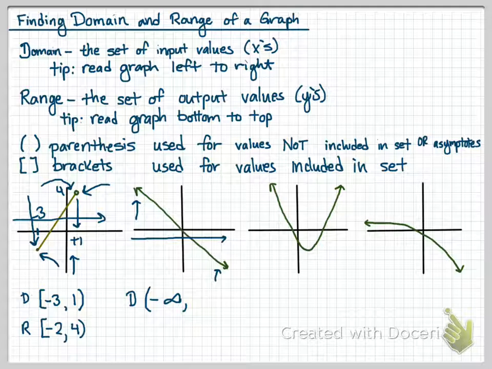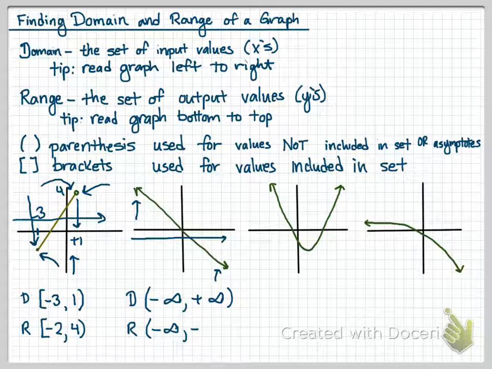And as you read it from left to right, well, it's got an arrow on the right-hand side. Means it's going towards +infinity. And again, we use the parentheses. The range, bottom to top. We start at -infinity at the bottom, and we go up to +infinity, because the line is going on forever because of the arrows on the ends.